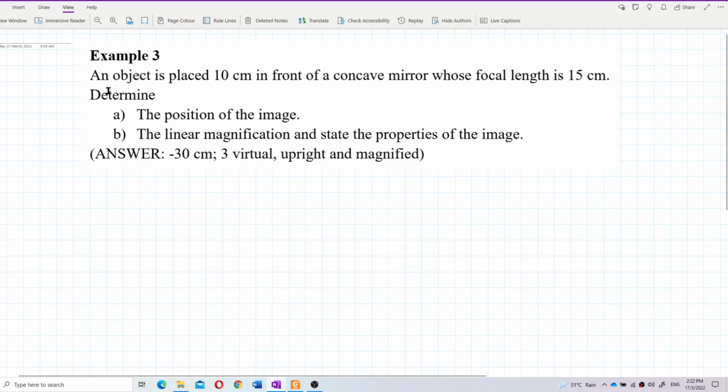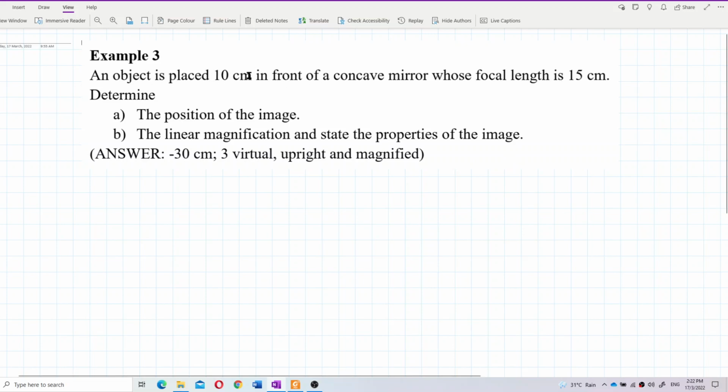An object is placed 10 centimeter in front of a concave mirror whose focal length is 15 centimeter. Determine the position of the image, the linear magnification, and state the properties of the image.